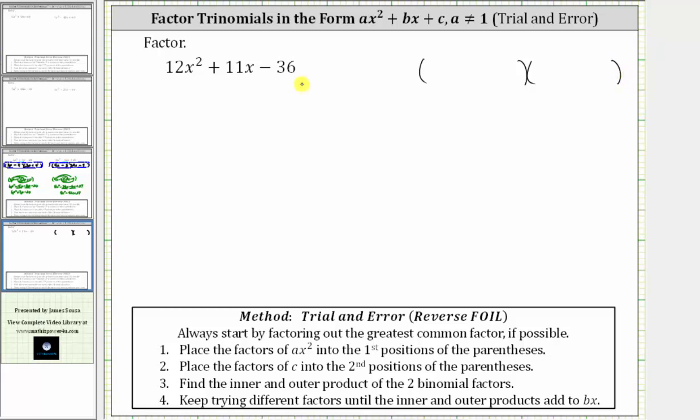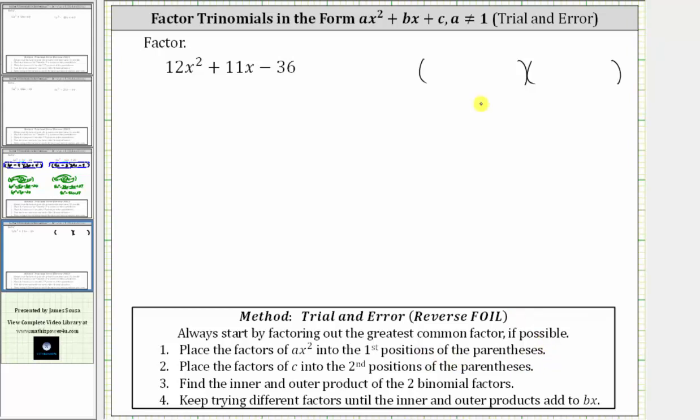Next, because the leading coefficient is not 1, it's 12, remember we are not looking for the factors of negative 36 that add to 11. Again, that's only true when a, the leading coefficient, is 1. So for our first step, we need to place the factors of ax squared, which in our case is 12x squared, into the first positions of the parentheses, or binomial factors.